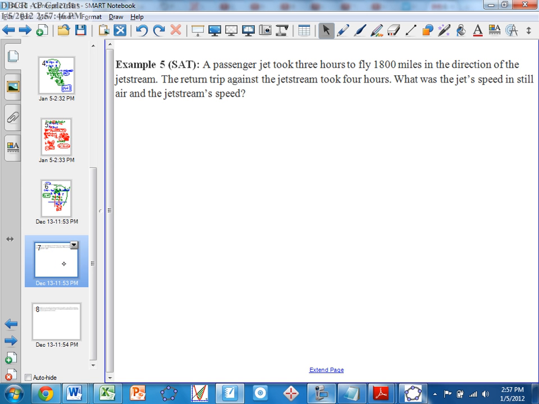Take a second to read it, and I'm going to try and go over something that might simplify it a little bit. I know some of these words are confusing. This is just an SAT problem that I pulled. It looks confusing right away. We'll break it down.